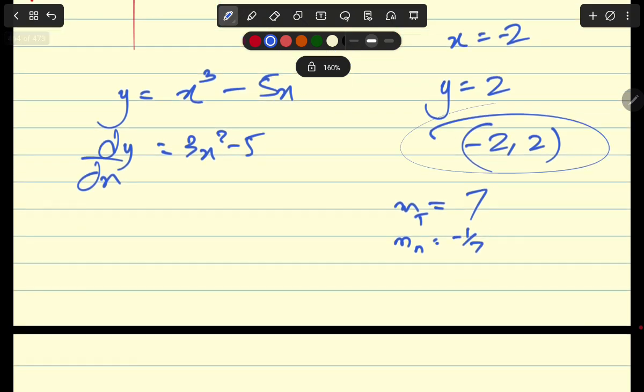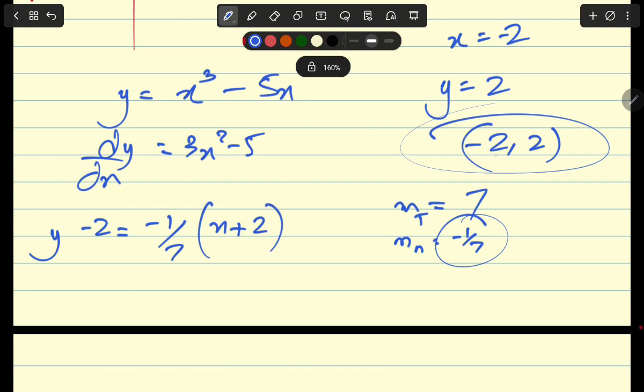So now you plug this point and this gradient into the point gradient form. So this is going to be y minus y1 is equal to m times x minus x1, and because x1 is minus 2, this becomes plus, and then you simplify and get the answer.